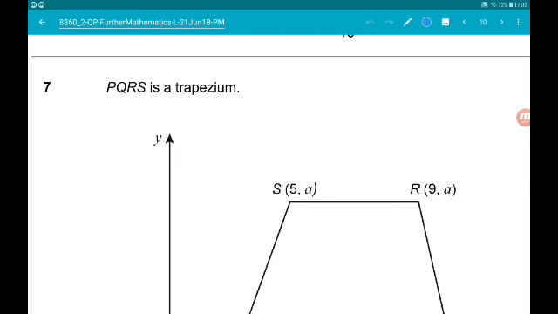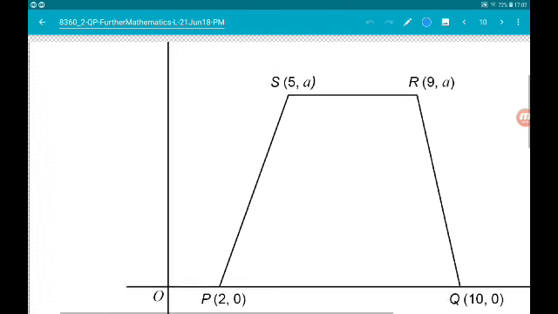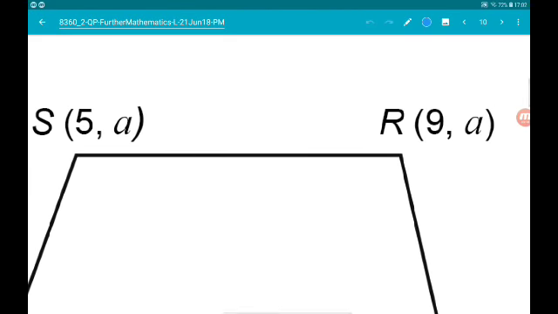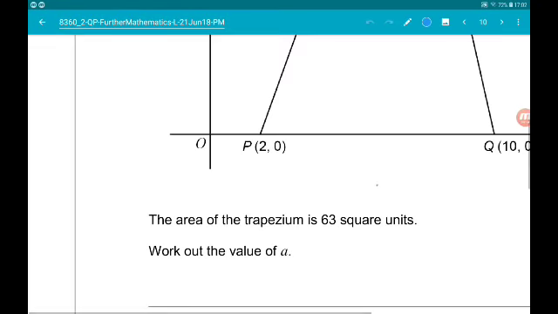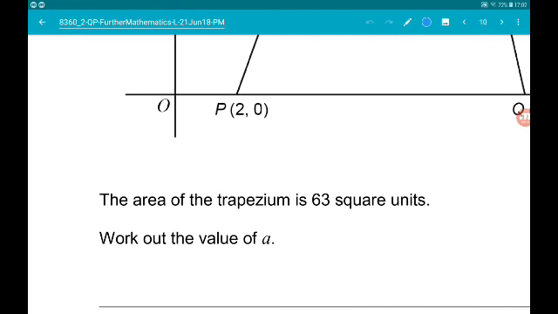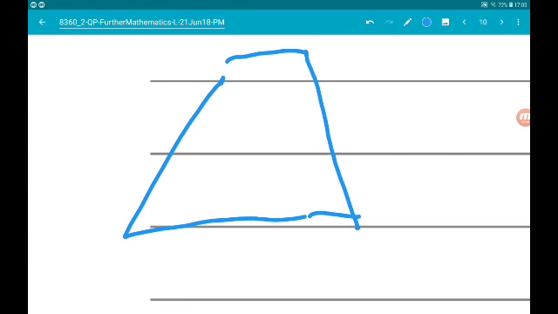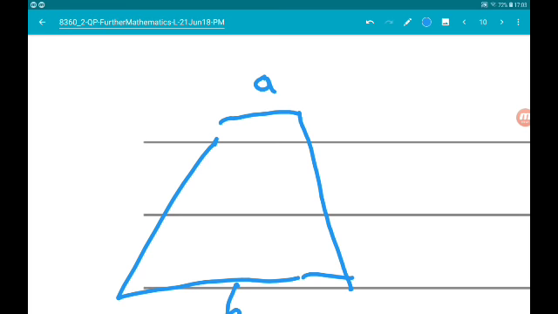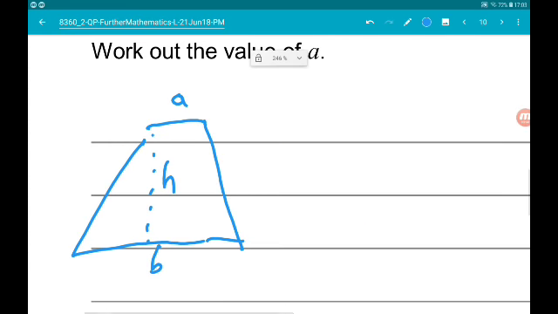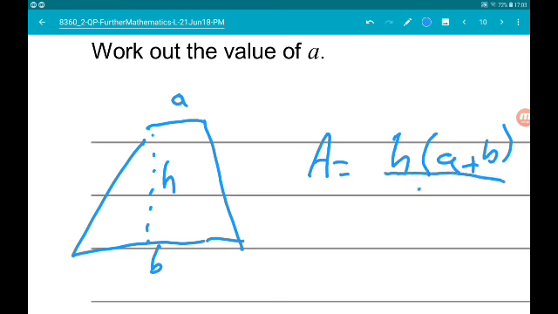Okay, question 7, we have a trapezium on a grid. Now, on top, the two y coordinates are a. Now we're told the area of the trapezium is 63 square units. Find the value of a. So, area of a trapezium, so we usually call the top length a and the bottom length b. So the a here has nothing to do with the a in the question. And we call the height h. So the area is height times a plus b all over 2.